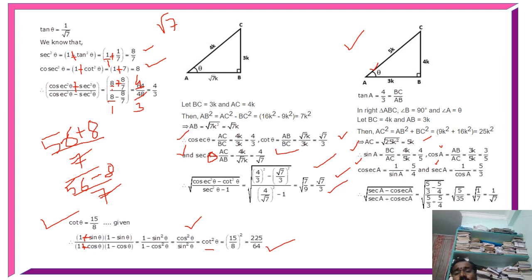Sin is defined as opposite side by hypotenuse, which is BC by AC, 4k by 5k, the ks cancel, 4 by 5. Cos A is adjacent side by hypotenuse, AB by AC, 3k by 5k, the ks cancel, 3 by 5. Cosecant is reciprocal to sine, 5 by 4. Secant is reciprocal to cos, 5 by 3.